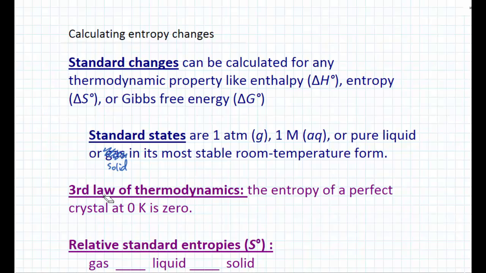So here's the third law of thermodynamics. We talked about first law and second law, I think, already. The third law is that the entropy of a perfect crystal at 0 Kelvin is 0. So because we have an actual starting point for entropy, we can talk about actual entropy values. There is no such thing as an enthalpy value, because heat is only ever transferred into or out of something.